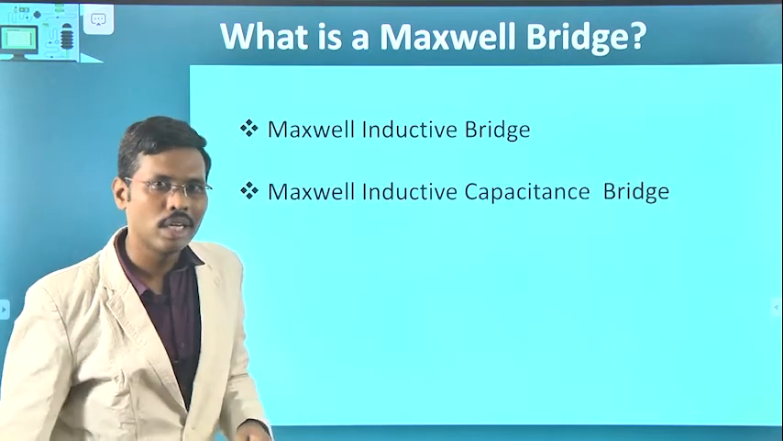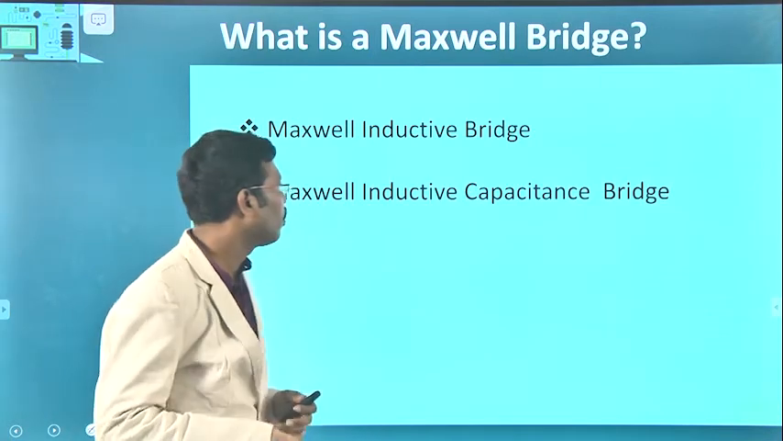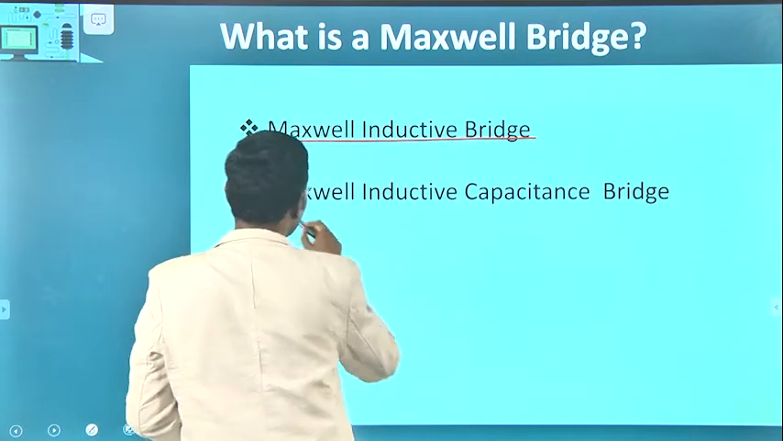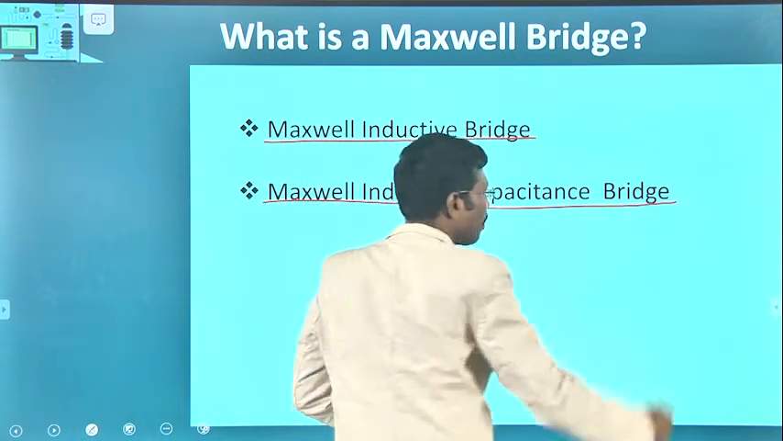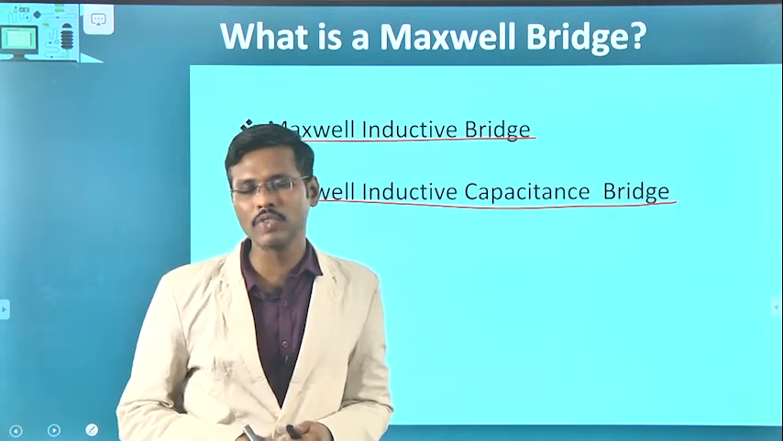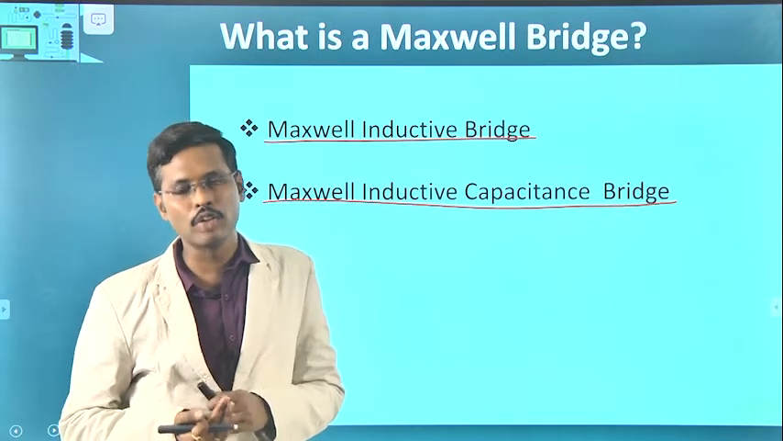Under the Maxwell bridge, we have two different types, or models. The first one is the Maxwell inductive bridge, and the second one is the Maxwell inductive capacitance bridge.